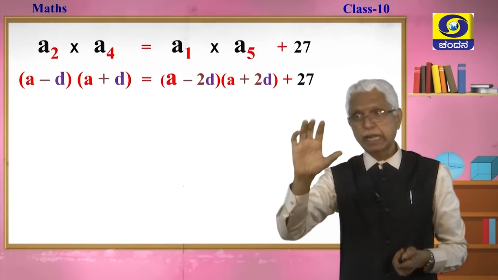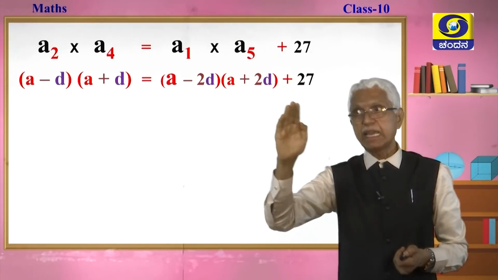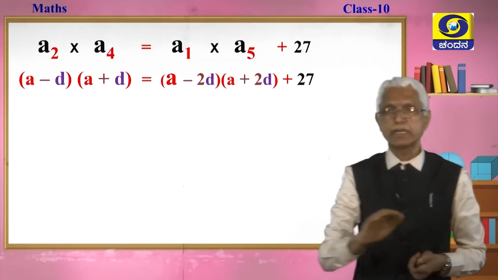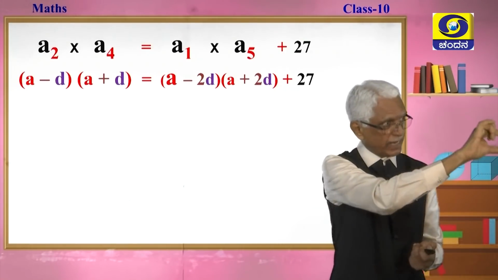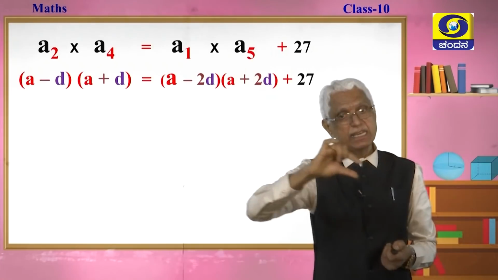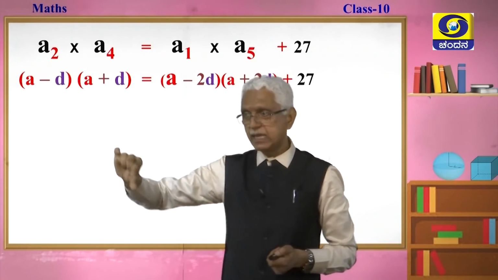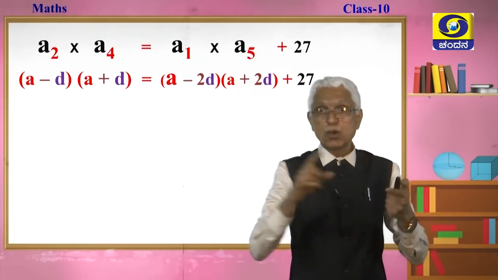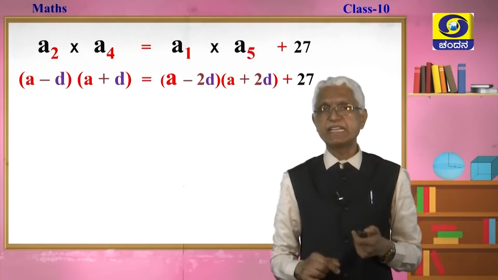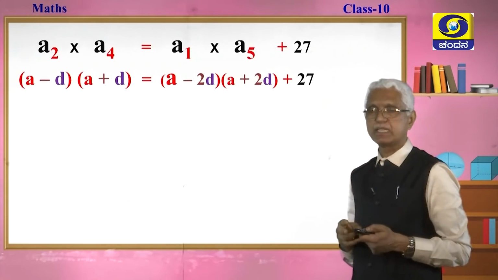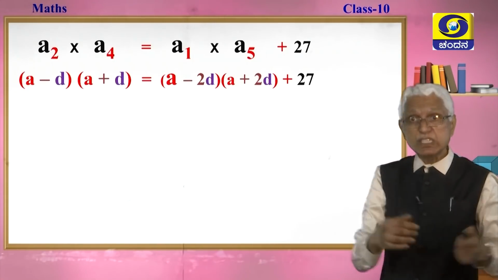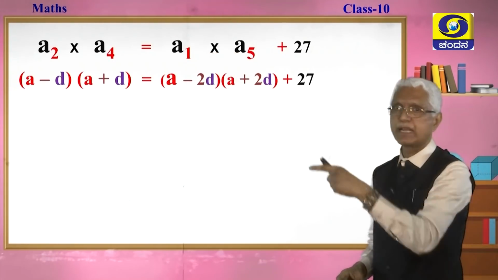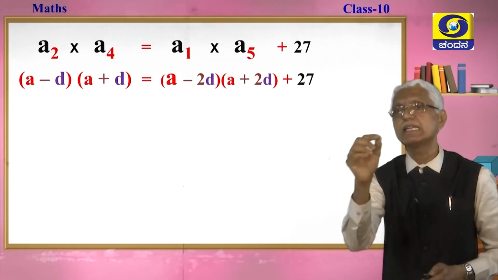You need to know that the five terms are a minus 2d, a minus d, a, a plus d, a plus 2d. What was the second term? A minus d. What was the fourth term? A plus d. A minus d into a plus d is equal to... the first term was a minus 2d, the last term was a plus 2d. So, a minus 2d into a plus 2d plus 27.